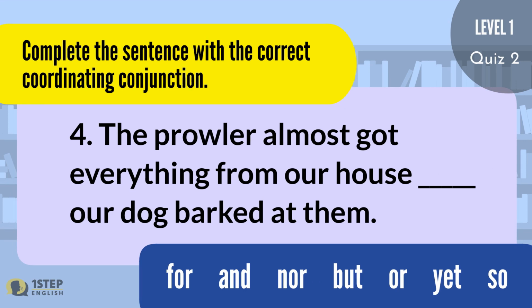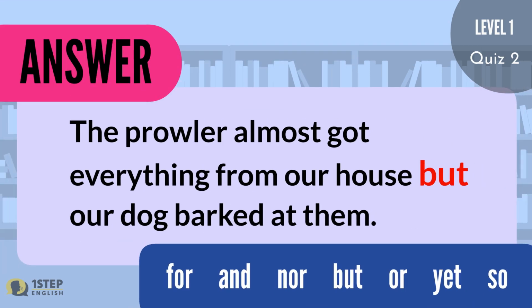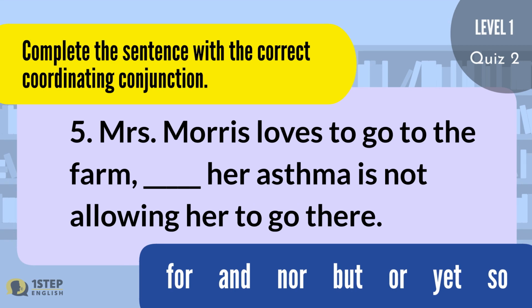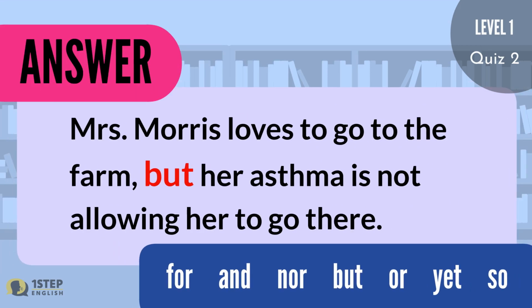Number 4. The prowler almost got everything from our house. Our dog barked at them. The answer is, but. The prowler almost got everything from our house but our dog barked at them. Number 5. Mrs. Morris loves to go to the farm. Her asthma is not allowing her to go there. The answer is, but. Mrs. Morris loves to go to the farm, but her asthma is not allowing her to go there.